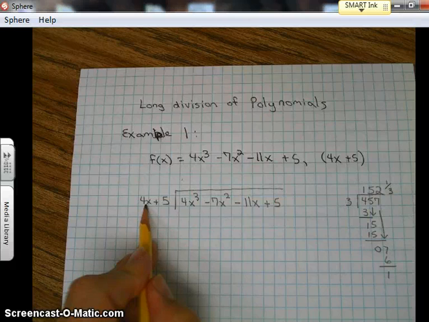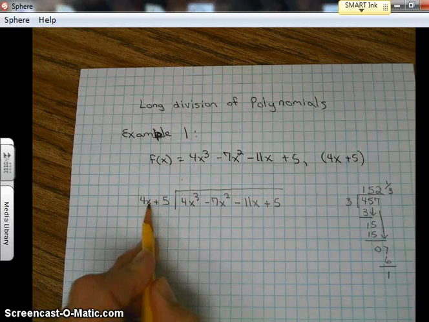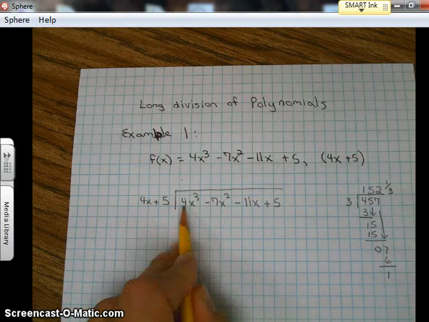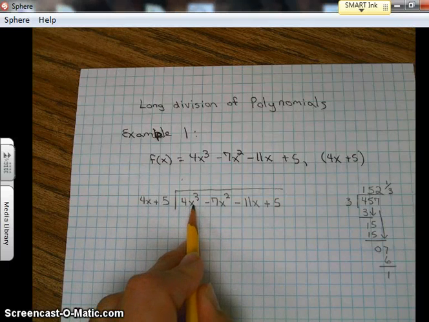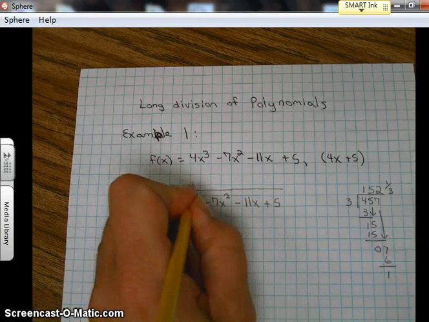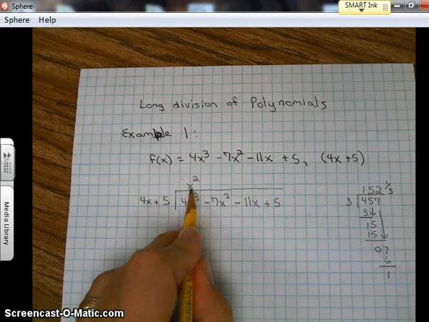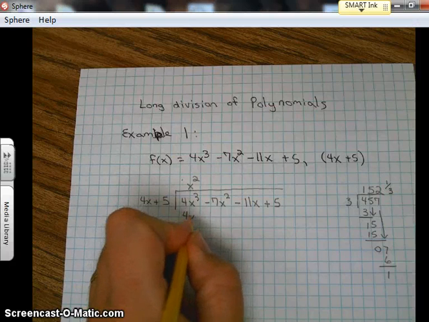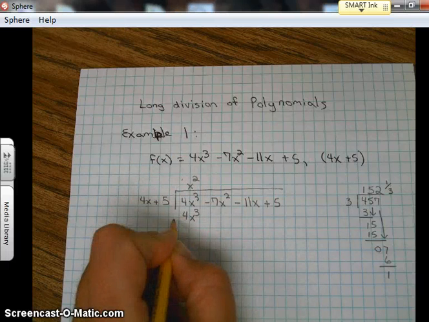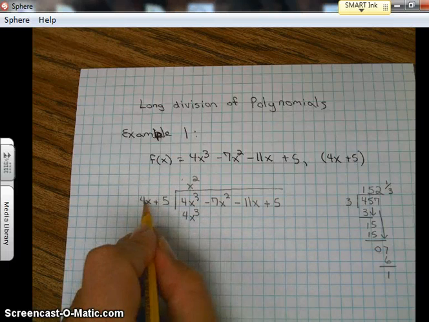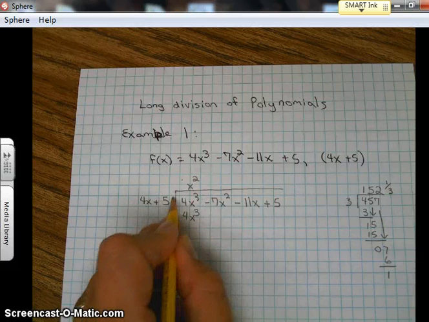You take your first term and you ask yourself, well, how many 4x's will go into 4x cubed? Well, 4 goes into 4 one time. X times what is x cubed? So x times x squared. So we have 4x times x squared gives us 4x cubed. We want these to match because we're going to end up subtracting and canceling them. So that's always important. This times this needs to be able to give you the first term.